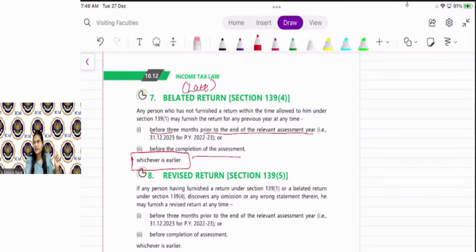There is an updated return. We will discuss the concept of updated return, but in updated return, there is a separate concept and we have to pay additional taxes and so on.